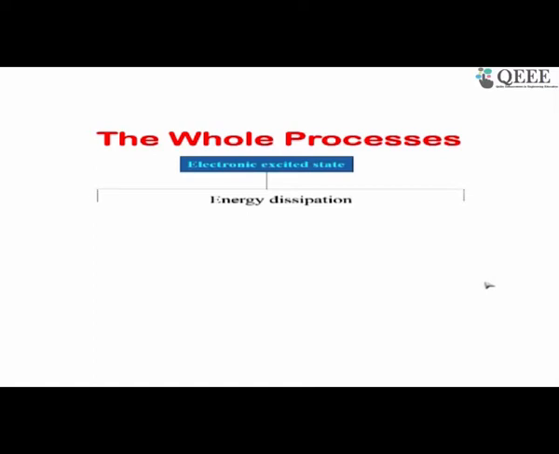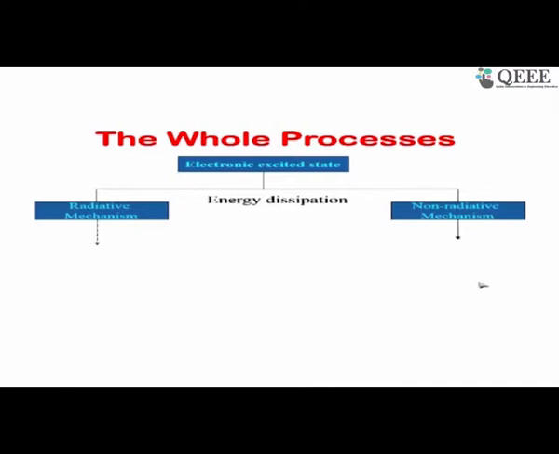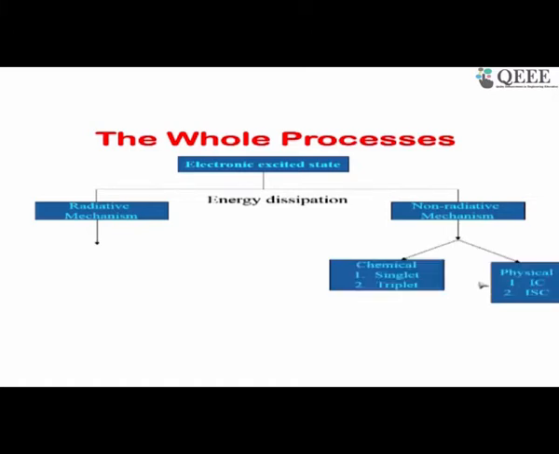How is energy given out? Two different ways. One mechanism is called the radiative mechanism, another one is called the non-radiative mechanism. In the non-radiative mechanism, there are two different types. One is chemical, one is physical. In fact, in the Jablonski diagram, we have seen only physical processes. We call it inter-system crossing, and another one is internal conversion. Internal conversion is the one from S2 to S1. Inter-system crossing is from singlet to triplet.